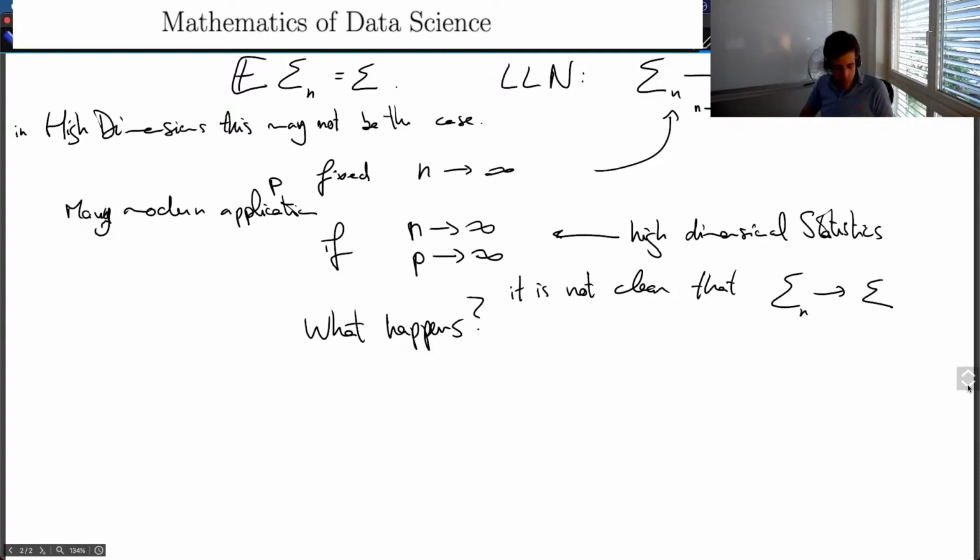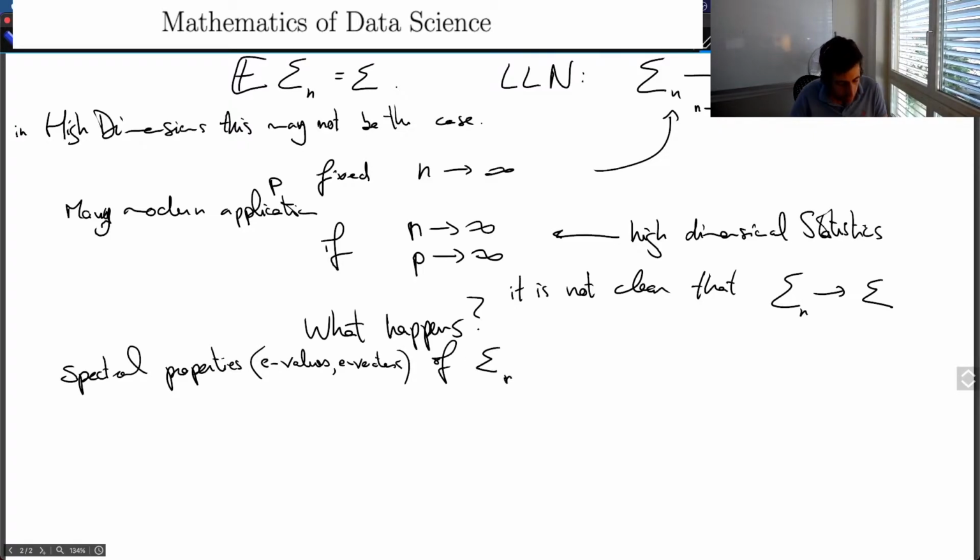Now, what are we really asking? We're asking about the spectral properties, things like eigenvalues, maybe eigenvectors, of sigma n, which is a random matrix. We're really trying to study the spectral properties of a random matrix. This is exactly the object of study of random matrix theory.